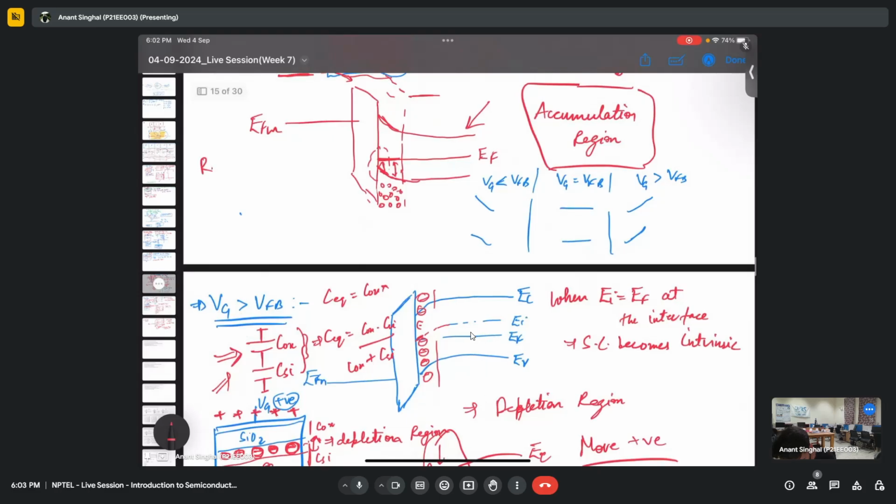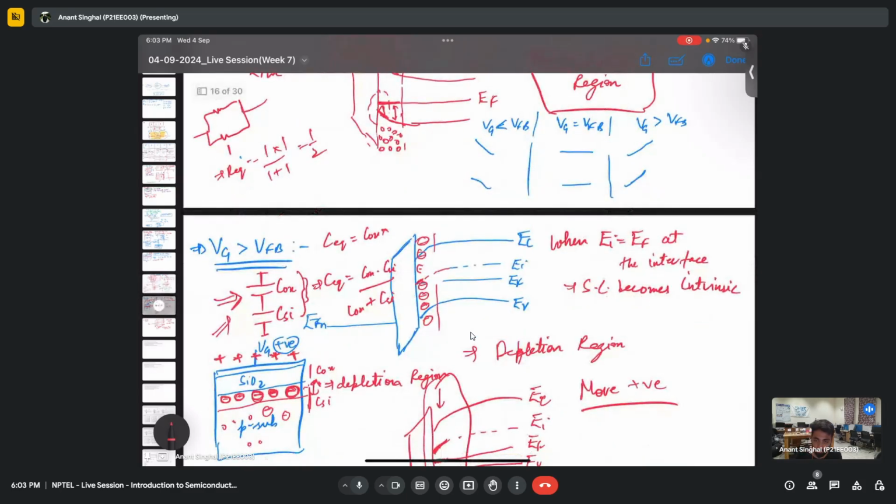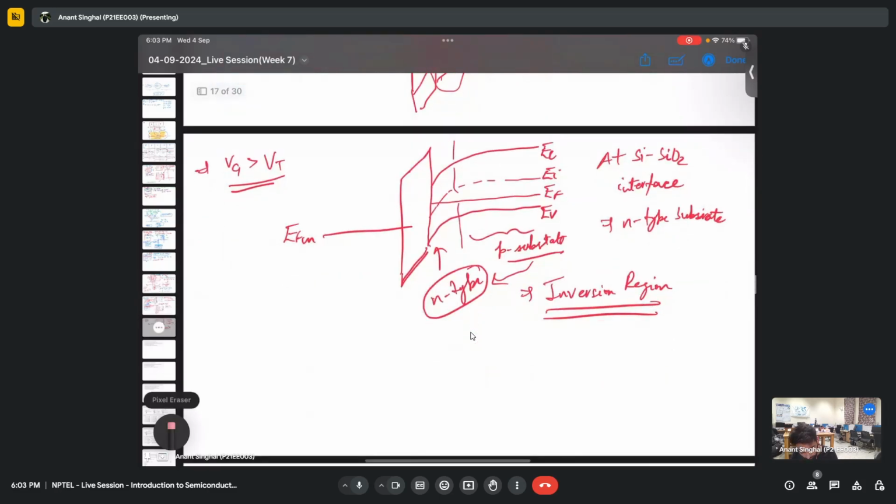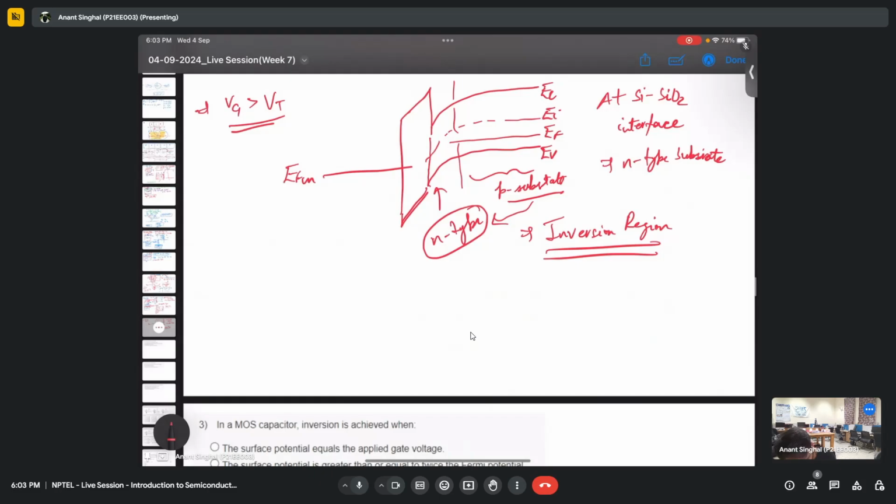Like in resistance, if R1 is parallel to R2, let's say this is 1 ohm, this is 1 ohm, so the R equivalent, I hope you know, is 1 into 1 upon 1 plus 1, which is half of that. So similarly, the series combination of capacitance is lesser than the original capacitance. Do you understand this? Understood, sir. Yeah. So we will have a decrease in the capacitance in the depletion region. And once we have achieved the inversion, it means we have the semiconductor as the n-type semiconductor. So what is happening here? We have so much positive voltage that we have an n-type semiconductor here. So what happens is it is basically inverted.